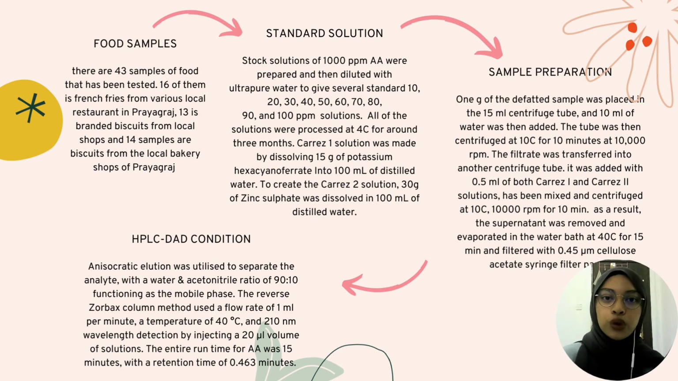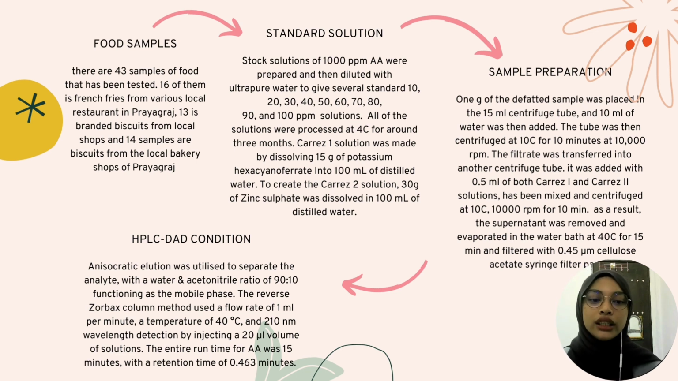1 gram of the fat sample was placed in a 15 ml centrifuge tube, and then 10 ml of water was added. The tube was then centrifuged at 10 degrees Celsius for 10 minutes at 10,000 rpm. The filtrate was transferred into another centrifuge tube, and then the Carrez 1 and Carrez 2 solutions were added into the solution. Both are 0.5 milliliter. And then it was mixed, and again centrifuged at 10 degrees Celsius, 10,000 rpm for 10 minutes.